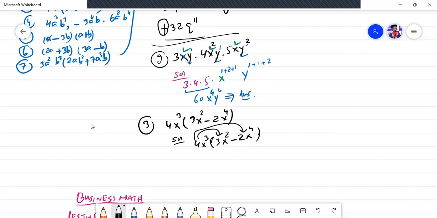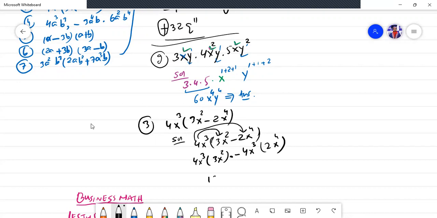So let's multiply 4x cube times 3x square, then minus, 4x cube times minus 2x raised to power 4. So what will be the answer?